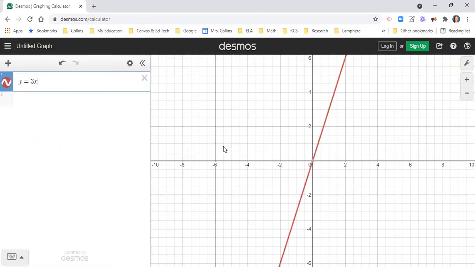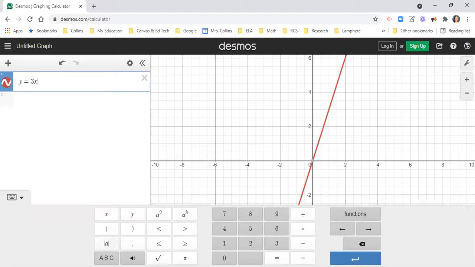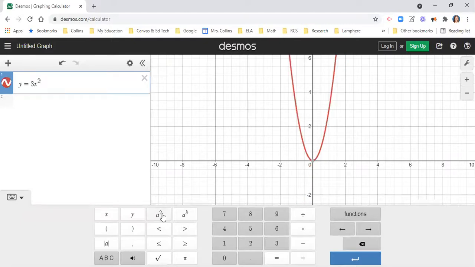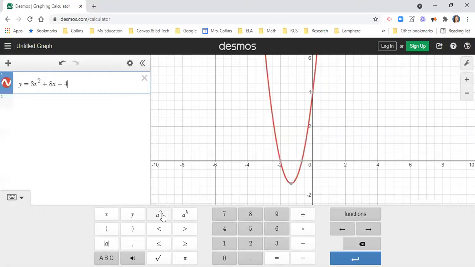And then right down here is your math keyboard. So 3x squared plus 8x plus 4, oops, not equals 4, plus 4. Okay, so that's the parabola graphed by that equation.